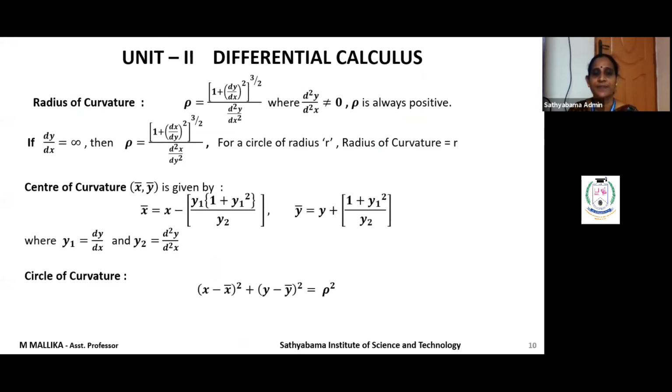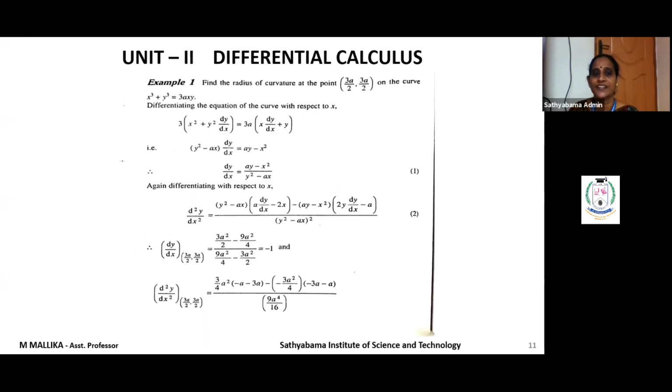This is the formula. x bar is x minus y1 into 1 plus y1 square by y2, and y bar is y plus 1 plus y1 square by y2, where y1 is dy by dx, y2 is d square y over dx square. So for finding x bar and y bar, what I have to calculate? dy by dx and d square y by dx square.